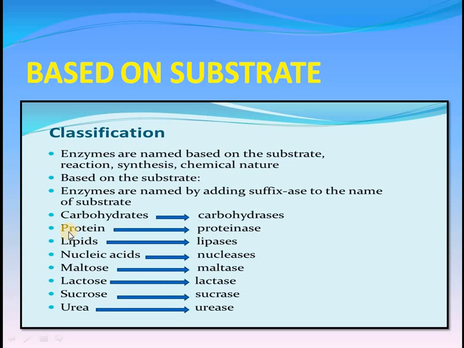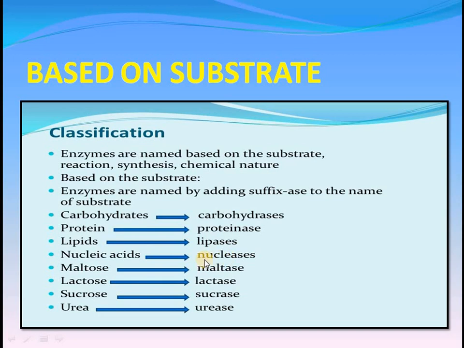The next one is protein. Now the enzymes that act upon protein are known as proteinases. Examples are pepsin, trypsin or carboxypeptidases. Next is lipids, and the enzymes are known as lipases. These enzymes hydrolyze lipids into fatty acid and glycerol, for example pancreatic lipase.